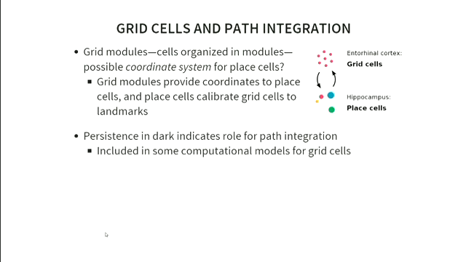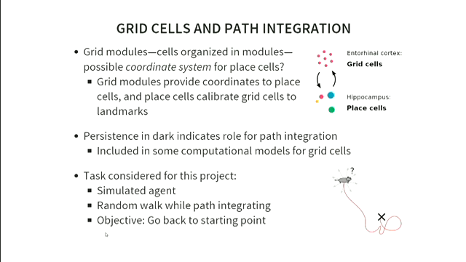Now these cells are able to keep track of the animal's location even when it's completely dark. So this indicates that path integration might play a role in the system. So in other words, that the hippocampus updates its representation of the animal's location based on self-motion inputs that describe the speed and direction of movement. And path integration is also a key element of some of the computational models that have been proposed for grid cells, as we'll see in just a minute.